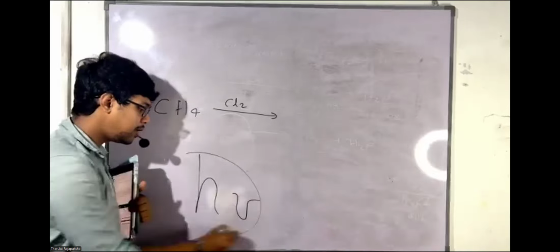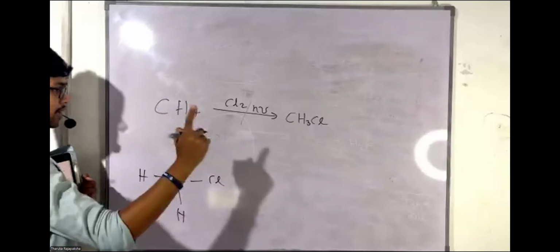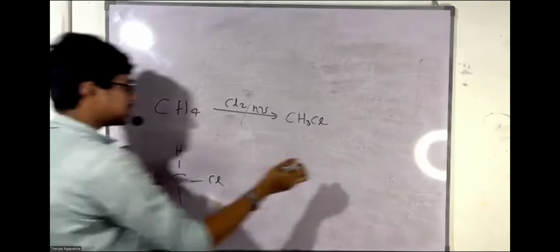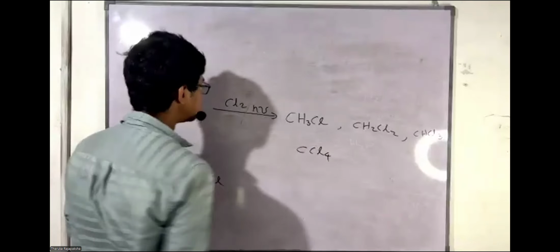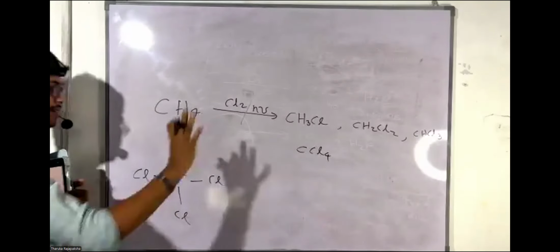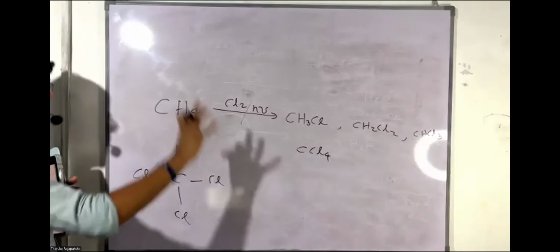CH3Cl, where one hydrogen atom is replaced by chlorine, right? You're replacing a hydrogen atom with a chlorine. So this can be one product. Also, there can be another product, CH2Cl2. You can replace two hydrogens, right? So that is also a product. You can also have CHCl3. You can replace three hydrogens with chlorine. And then you can add four chlorines, CCl4. So these are the products which you can obtain through this reaction.